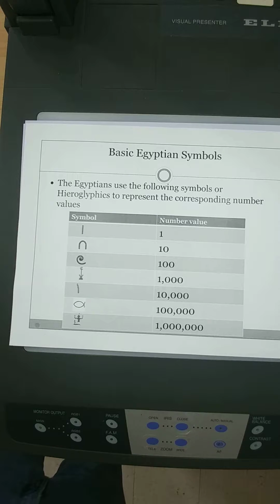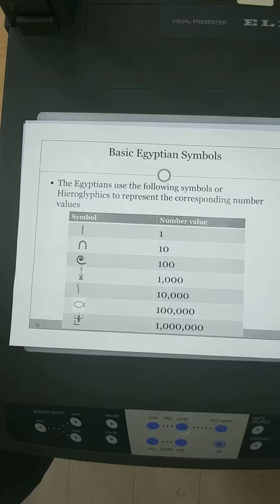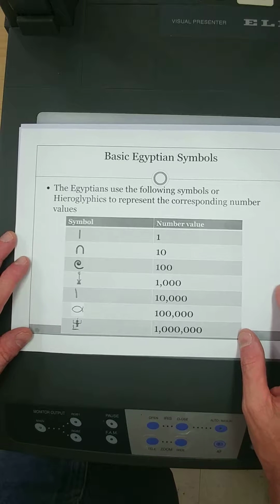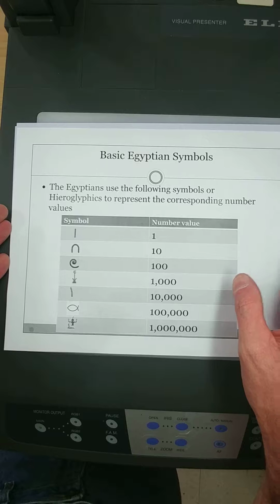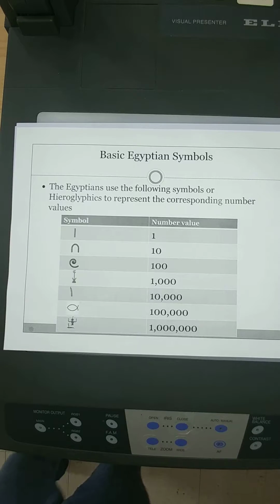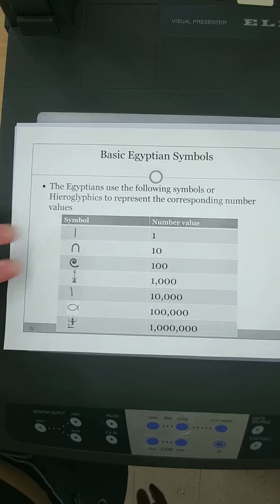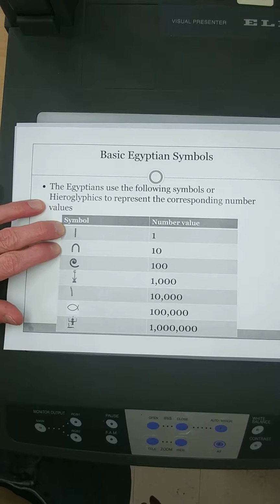Okay, the first unit in Chapter 6 is on ancient number systems. We probably will only cover two ancient number systems, which would be Egyptian and Roman numerals. This first video is on Egyptian hieroglyphics, or Egyptian symbols. I'm briefly going to go through what each symbol means. Basically, with Egyptian hieroglyphics, they just used symbols to represent number values.